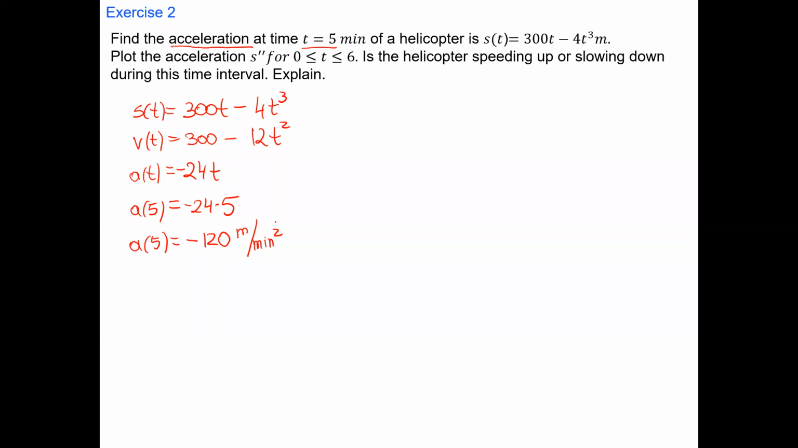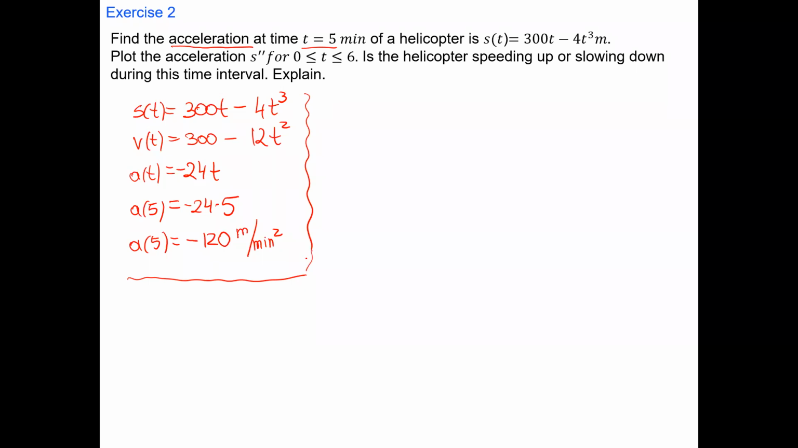Okay. How can we answer if it's speeding up or slowing down? We have to figure out what is the sign of velocity and acceleration. And that's one of the easiest ways. And we understand the whole concept, of course, the steepness of the tangent line.